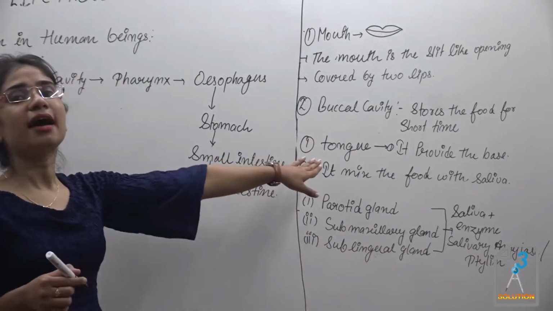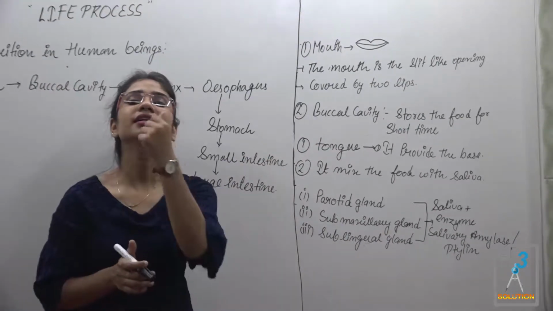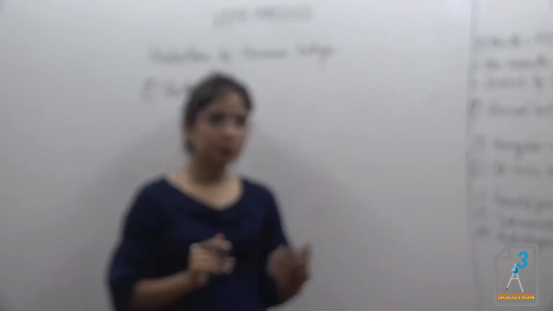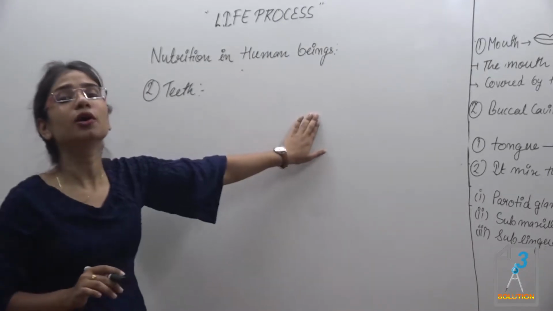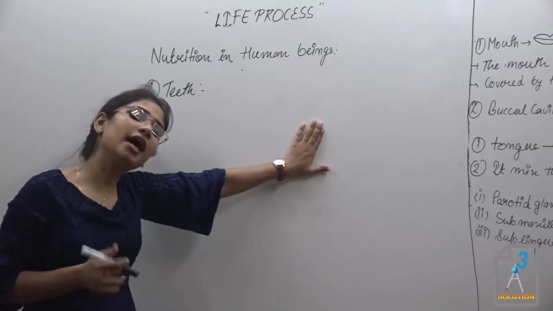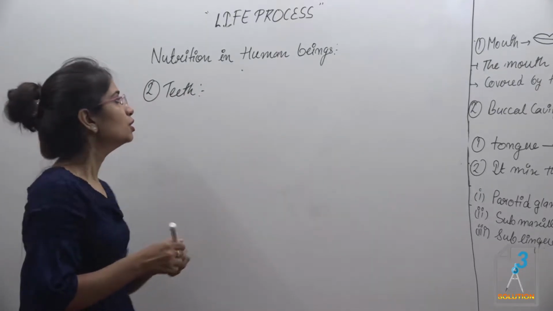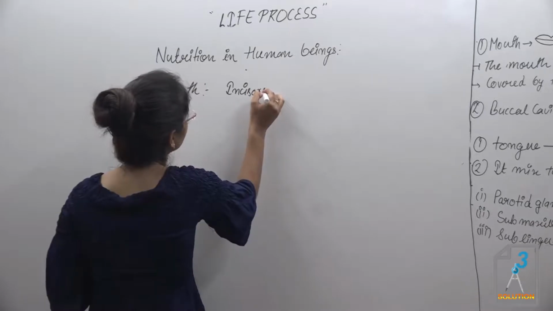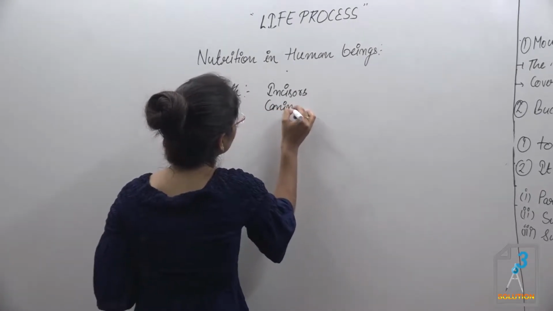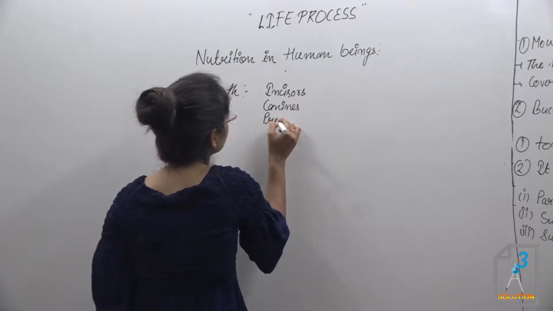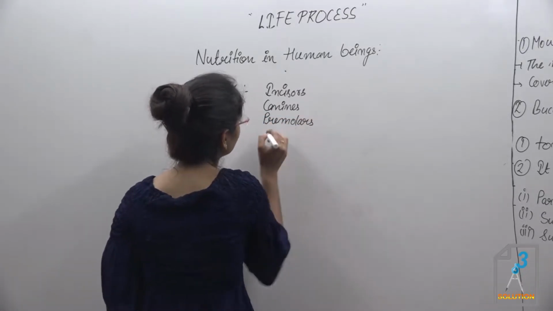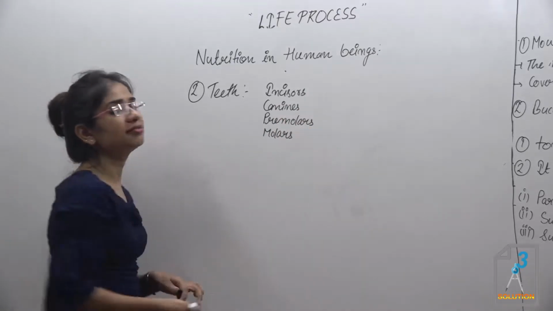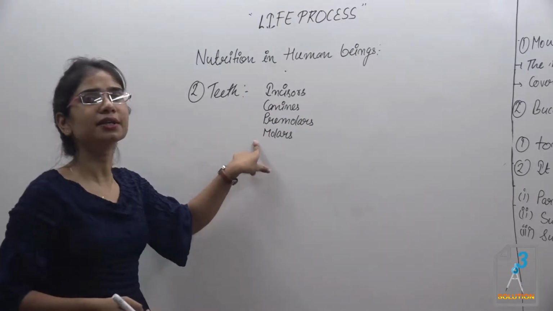In our buccal cavity, the second important thing we have is teeth. Teeth are very responsible for the cutting, biting, chewing, all of these processes which are performed by us. So first of all, we are human beings, and we know that we have four types of teeth in our mouth, in our buccal cavity. So we have incisors, canines, premolars, and molars.